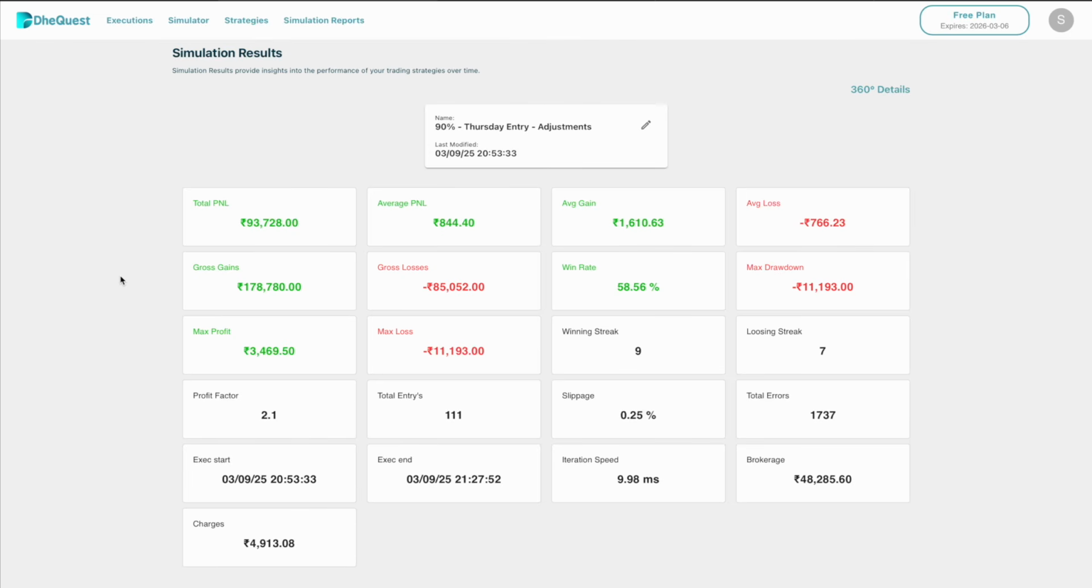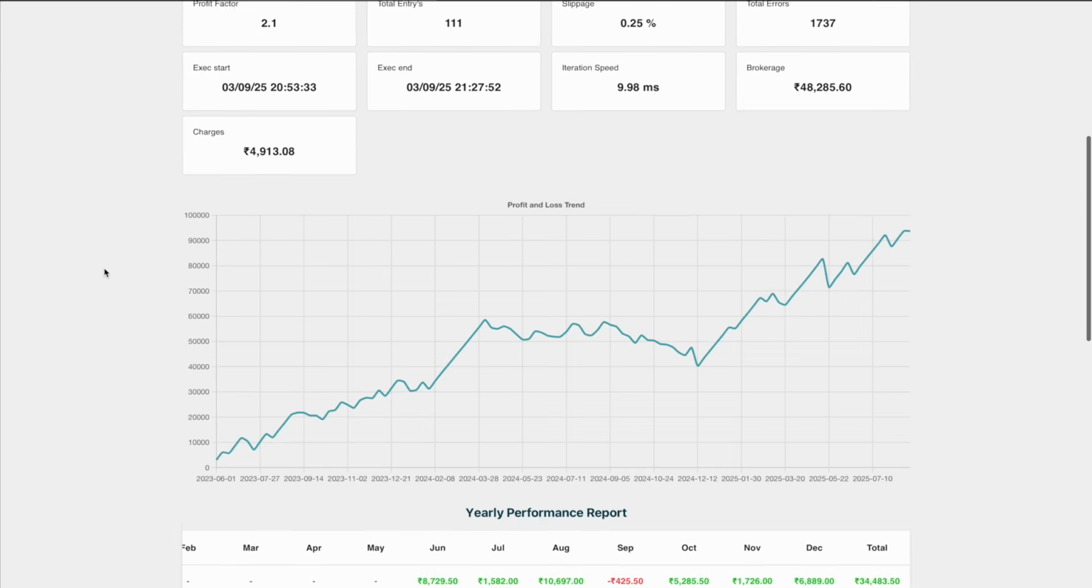Now, you'll notice something interesting here. Our win rate has actually gone down from 74.5% earlier to around 58% now. But still, overall profitability has gone up a lot. Even the maximum drawdown, which was about 36,000 before, is now only 11,000. So, in most of the important parameters, we are in much better position with this adjustment approach.